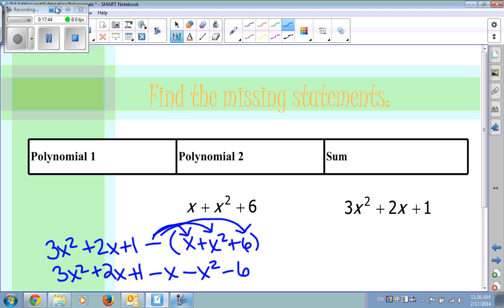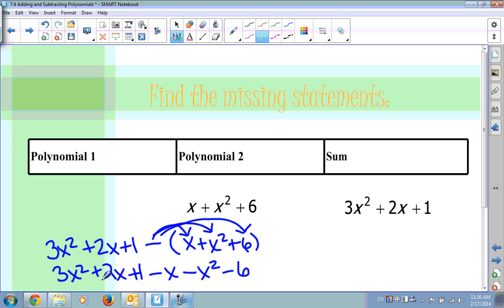Thank you. I just copied it wrong. Good question. So that should be a plus 1 instead of minus 1 because it is a plus 1 right here. Thank you. All right, so now let's combine our like terms. 3x squared. What's our other x squared? Minus x squared is? So that would be a 2x squared.